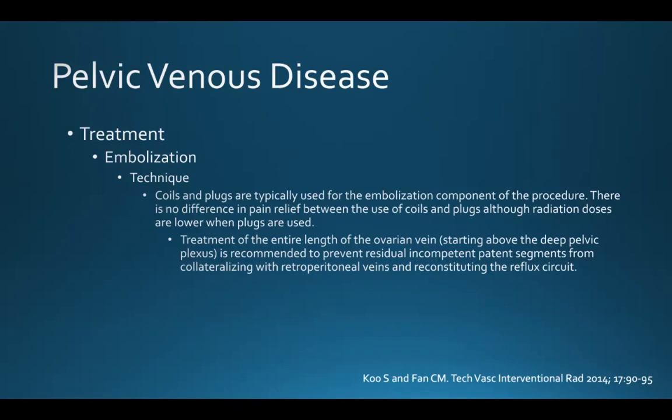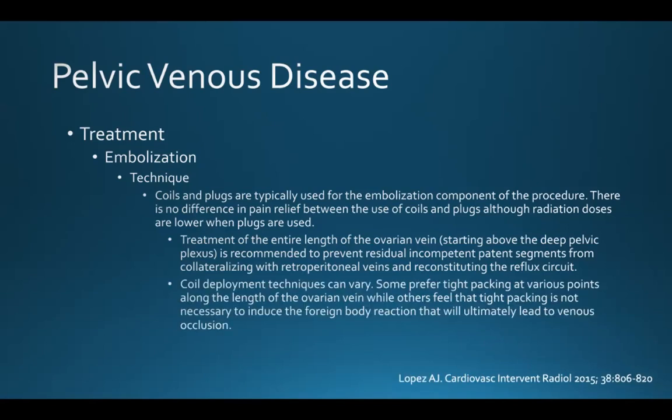Treatment of the entire length of the ovarian vein, starting just above the deep pelvic plexus, is recommended when performing embolization. This is done to prevent residual incompetent patent segments from collateralizing with retroperitoneal veins and reconstituting the reflux circuit. Coil deployment techniques can vary among people performing this procedure. Some prefer tight packing at various points along the length of the ovarian vein, while others feel that tight packing is not necessary to induce the foreign body reaction that will ultimately lead to venous occlusion in this setting.